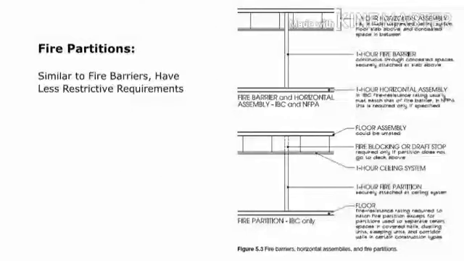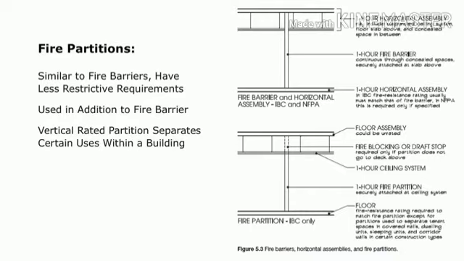Fire partitions are similar to fire barriers, but in most cases have less restrictive requirements. In the IBC, the term fire partition is used in addition to fire barrier to mean a vertical rated partition that separates certain uses within a building. This term is not used by the NFPA. Fire partitions are most often used to separate exit access corridors, tenant spaces in malls, dwelling and/or sleeping units, and elevator lobbies from the rest of the floor.